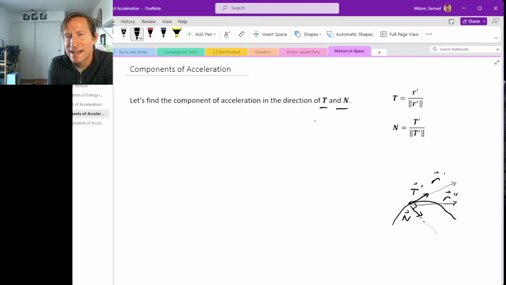One way to think about this is, because r double prime only has these two components, a component in the direction of r prime and a component in the direction of n, we can just name the length of each of these things. Let's name the length of the component in the direction of r prime a sub t. So this is for tangential acceleration. And the component in the direction of capital N, let's call that a sub n. So that's the normal component of acceleration.